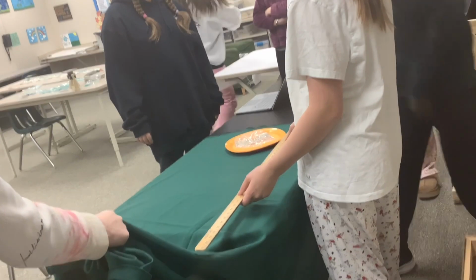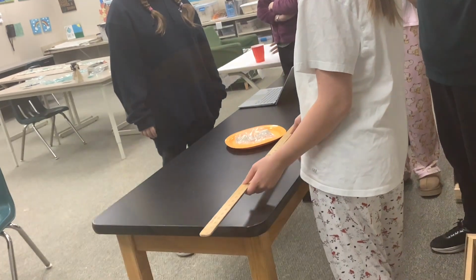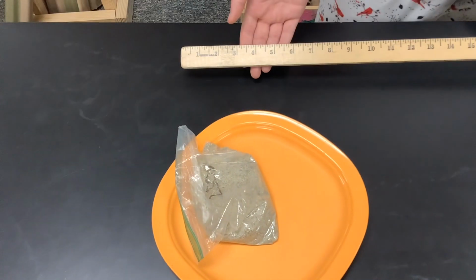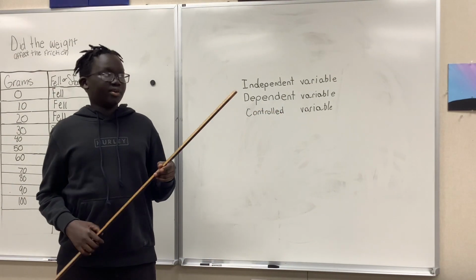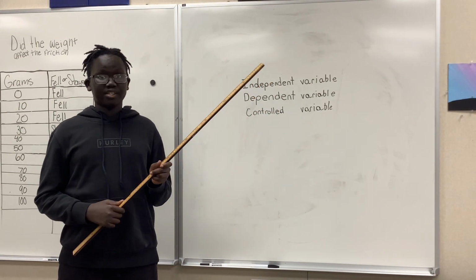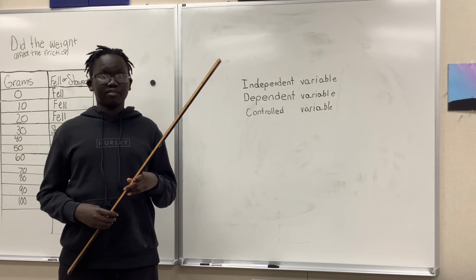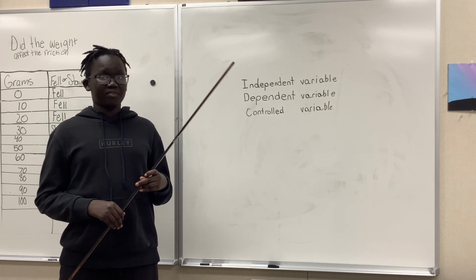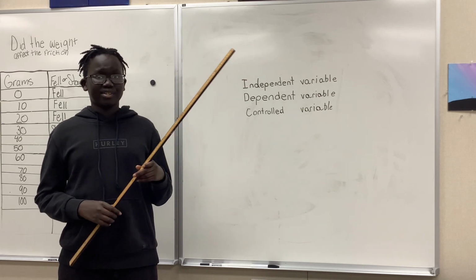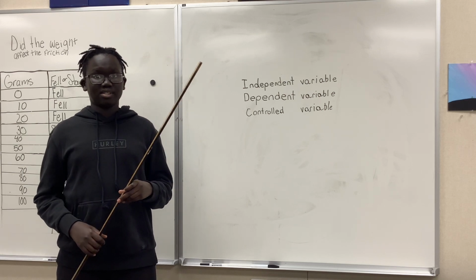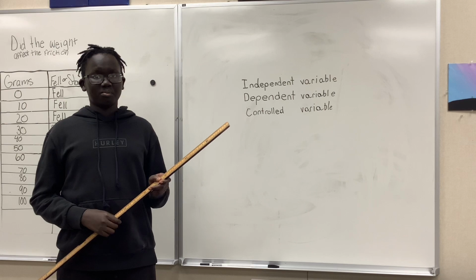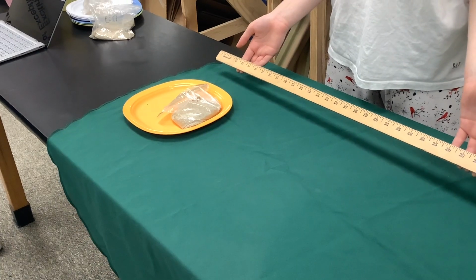3, 2, 1, go. Oh, it didn't move. It didn't really move. So an independent variable is a variable that's being changed to make the dependent variable. And our independent variable was weight. We changed it to find different results and to see whether the distance would change with weight.